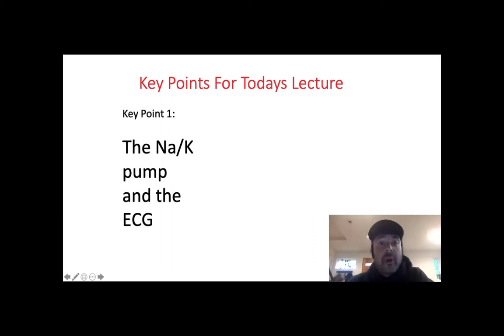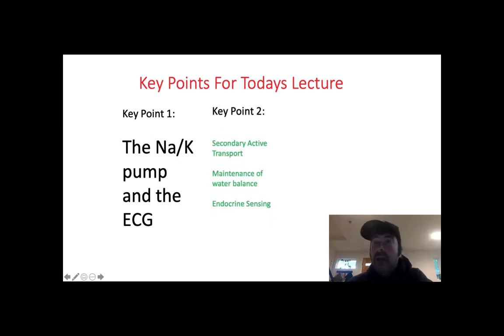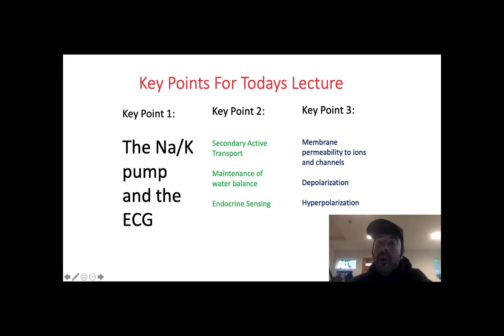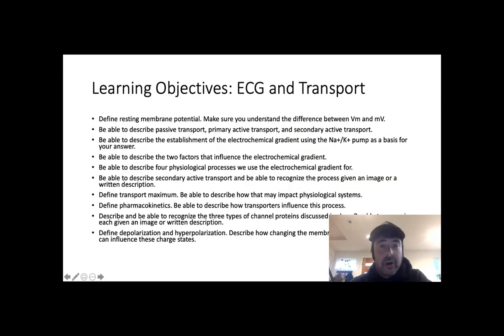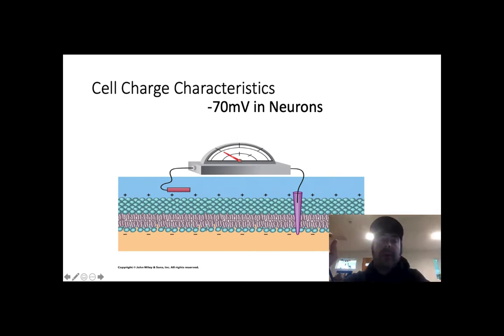Now, the key points that we're going to be going over today are the sodium-potassium pump and the electrochemical gradient, which then plays into a concept called membrane potential, which is extraordinarily important. We're going to talk about secondary active transport, the maintenance of water balance, and endocrine sensing, which are some of the things we use the electrochemical gradient for, right? We establish the electrochemical gradient, then we use it to do work, and those are some of the tasks that the electrochemical gradient facilitates. And then we're going to talk about membrane permeability to ions and channels. We're going to talk about what's meant by depolarization and hyperpolarization. And without further ado, there are your learning objectives for this particular lecture, so let's hop into it.